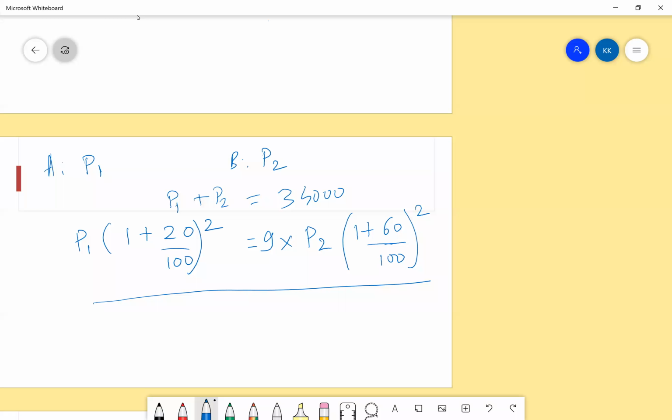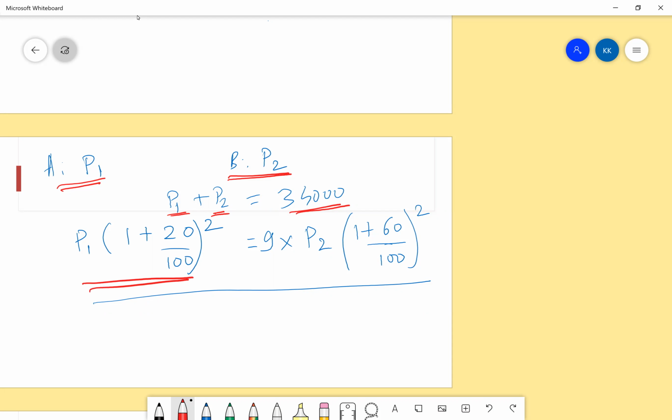I'm so sorry. I lost the connection and I missed out the steps that you explained. Okay. All right, I will explain it again. For scheme A, we have principal P1. For scheme B, we have principal P2. So P1 plus P2 would be 34,000 because that is the initial amount we have. Now, according to the question, in scheme A, the rate of interest is 20% for 2 years. It is compounded annually. So that is what I have done here.